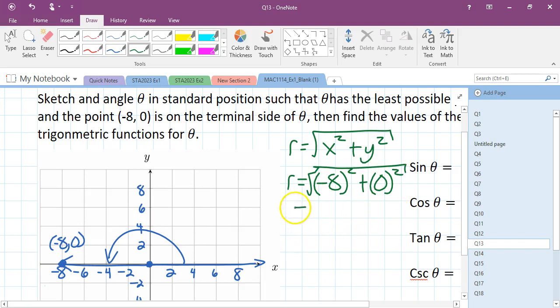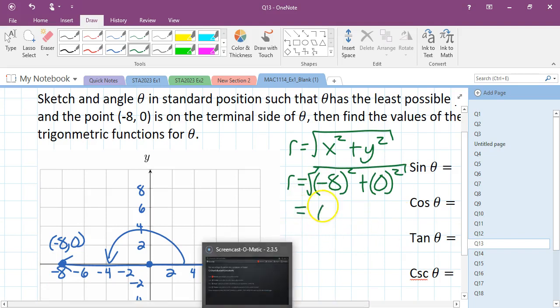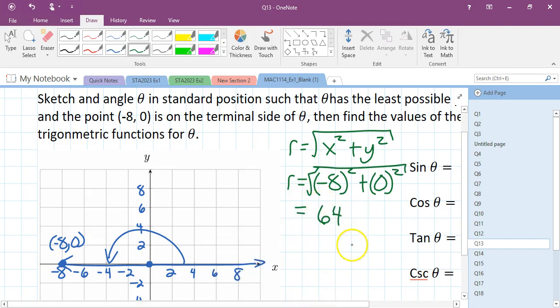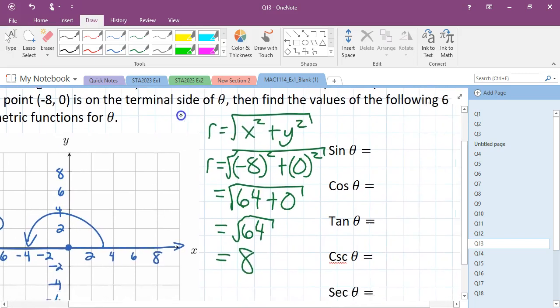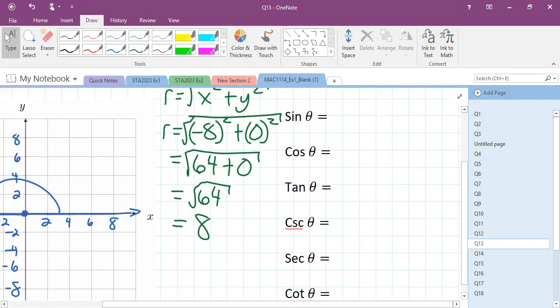So what is negative 8 squared? And it's always positive. What's 0 squared? And what is 64 plus 0? And what's the square root of 64? So you now know what r is. Okay? And now we can start finding all 6 of our trig functions.